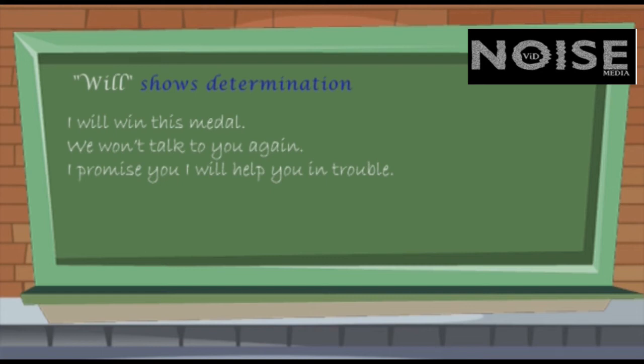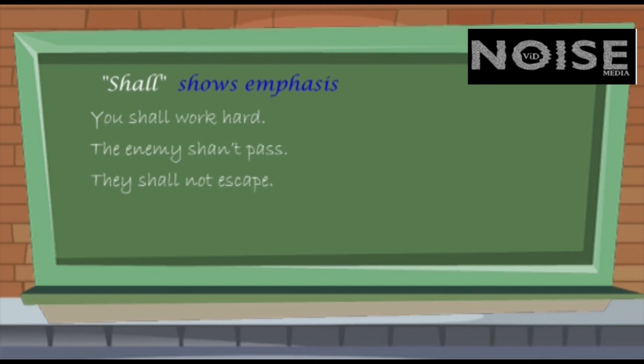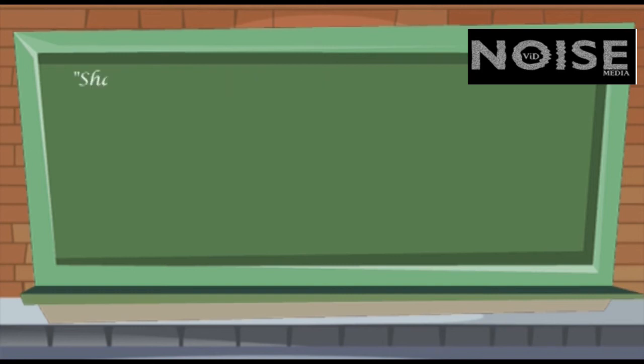On the other hand, if a person wants someone else to do or not to do something, emphasis is given by using shall instead of will with the second and third persons. Examples: You shall work hard. The enemy shan't pass. They shall not escape.